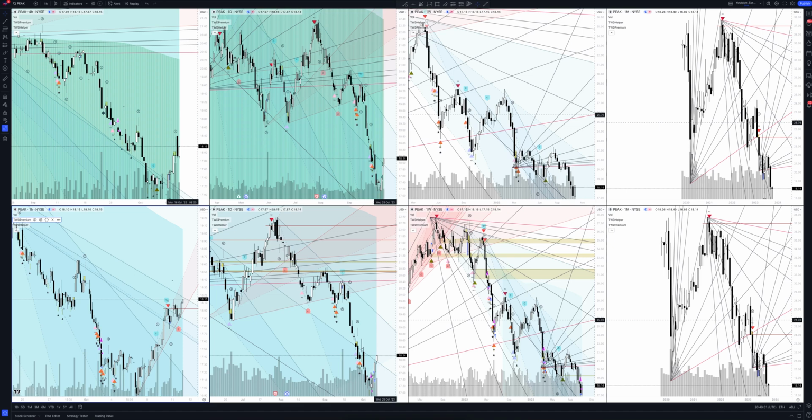Today we will take a look at Healthpeak Properties REIT stock. Let's analyze the market situation and find out how you can make money on it. Let's start.